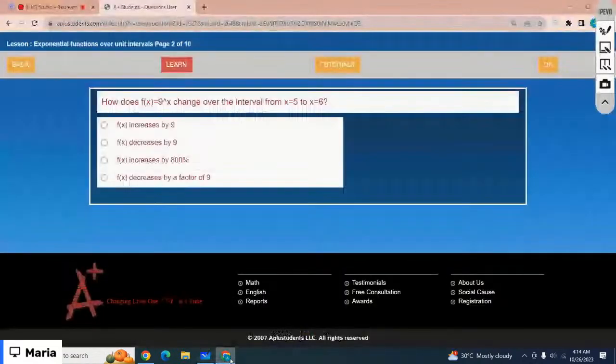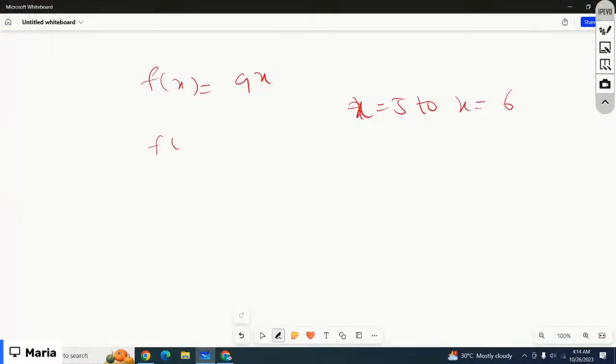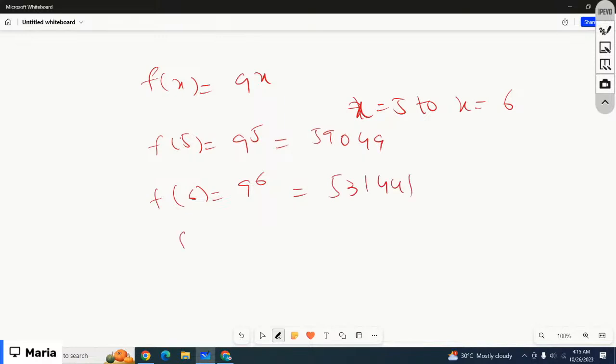Let me just confirm. Okay, just replace the x with 5. So f of 5 equals 9 exponent 5, then f of 6 equals 9 exponent 6, right? So let me just evaluate. 9 exponent 5 is 59,049, and then 9 exponent 6 is 531,441.